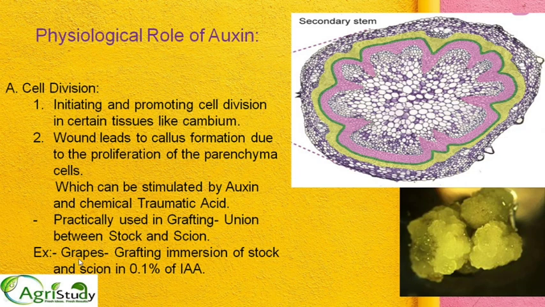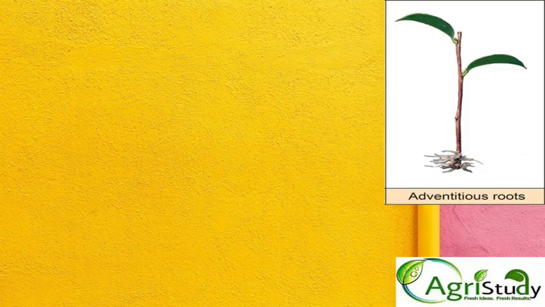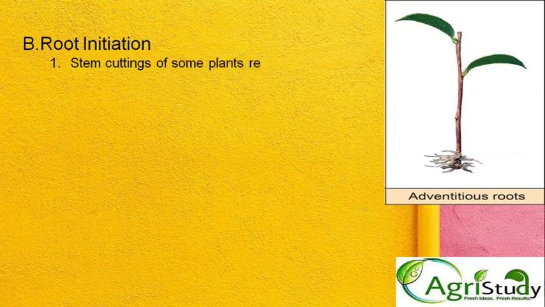Yes, we economically use these in grapes, grafting the grape by immersion of stock and scion in 0.1% of IAA. Before grafting, we just immerse them in the IAA at 0.1% concentration. Next, root initiation, friends. Root initiation.